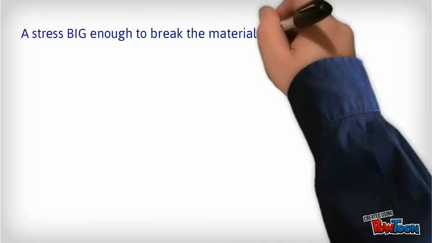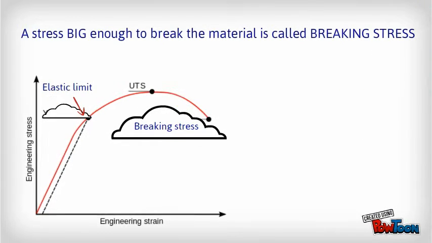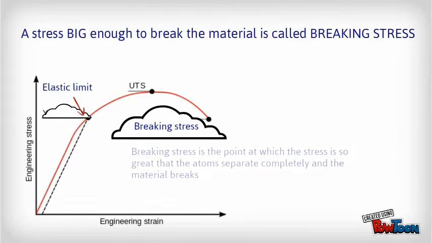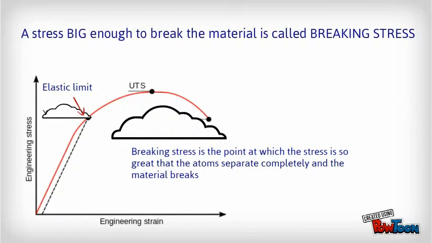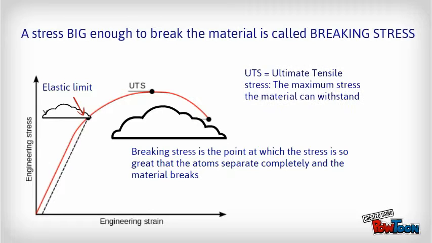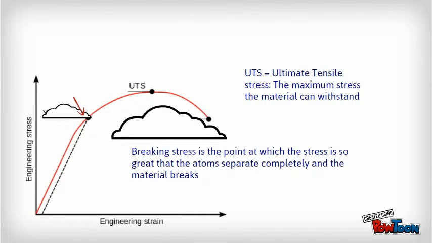Now, a stress big enough to break a material is called a breaking stress. So if we plot stress against strain, we can see that the breaking stress is the point at which the stress becomes so great that the atoms separate completely and the material breaks. We also have something known as UTS shown on that graph, and UTS is the ultimate tensile stress, and that is the maximum stress that the material can withstand.